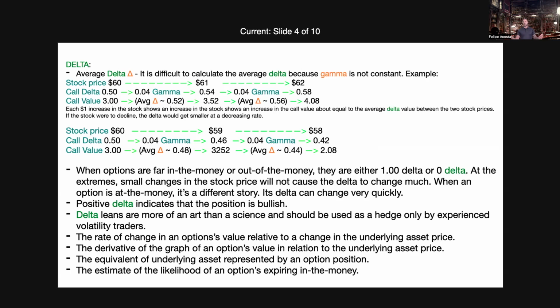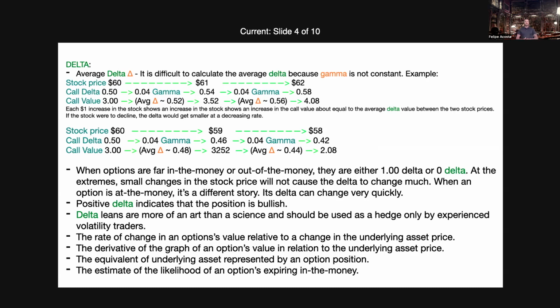So now how does that influence the value of that call option? Again, it starts at 3.00 or $300 per contract. In this case, the average delta is 0.48. So we subtract that average delta from the call value, which gives us 2.52. Stock moves from $59 to $58. In this case, again, we subtract from that call value the average delta, which in this case is 0.44. That gives us 2.08. So at this point, that option call contract has lost about $92 in value.